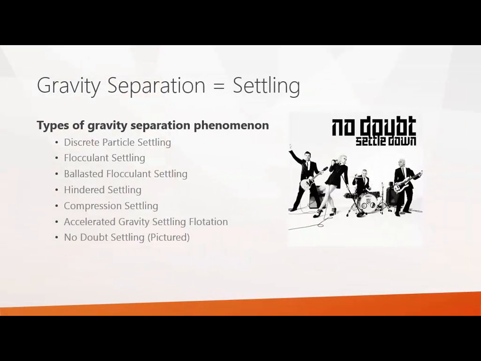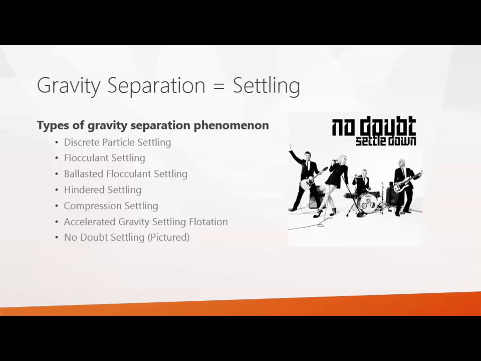There's a bunch of different types of separation. You have discrete particle settling, flocculant settling, ballasted flocculant settling, hindered settling, compression settling, accelerated gravity settling, flotation, and I throw no doubt settling in there just because the rest were kind of boring, so I thought that'd be a little bit more entertaining. But again, basically all of these are just different types of settling that use gravity to layer things. Basically you're pulling gravel, grit, whatever you may have out of the water and getting it to separate because the heaviest thing is going to sink.